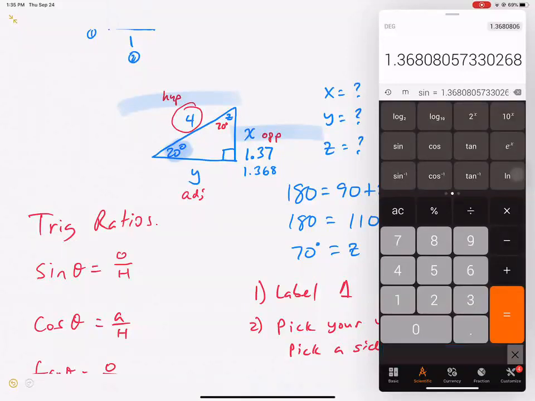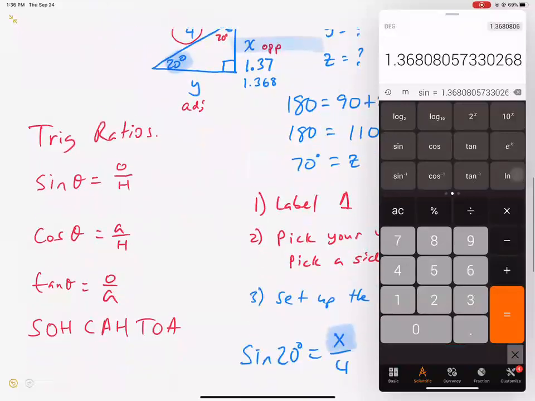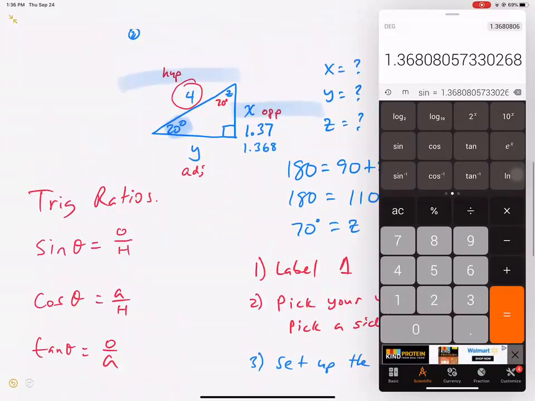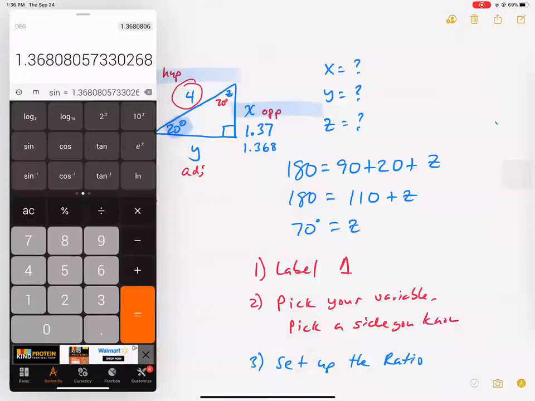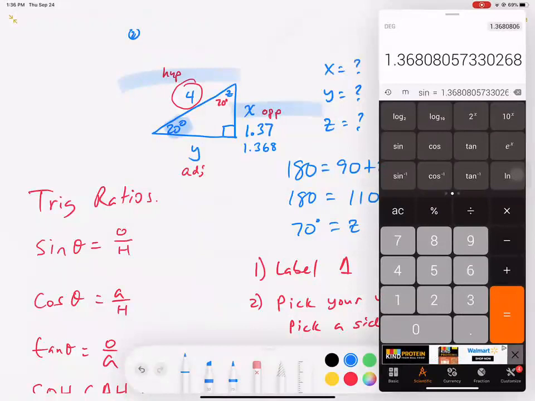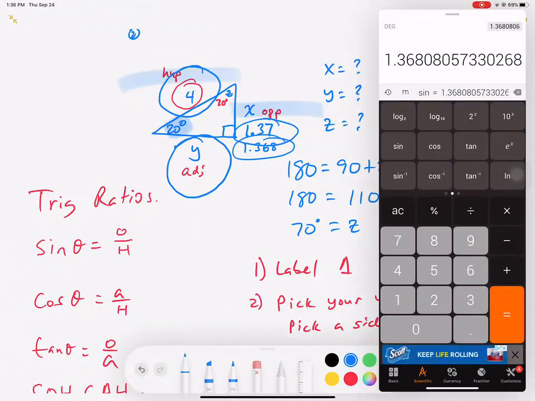Let's go through the steps one more time. Step 1, label, done. Step 2, pick your side and the side that you know. So we are solving for Y now. Let's solve for Y, and we're picking the side that I know. So we're going to solve for my adjacent, Y, over the hypotenuse that we know. You could choose 1.37 or 1.368. Remember, that's a rounded number, so it's already a little bit off. It's like copying a copy of a copy. So I'm going to go back to the source.